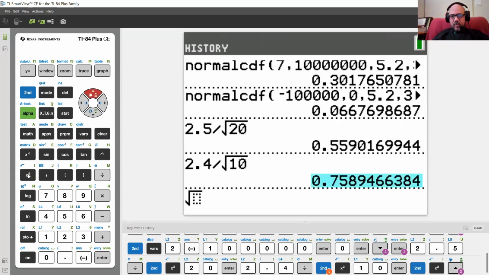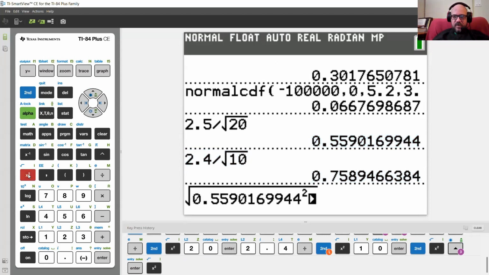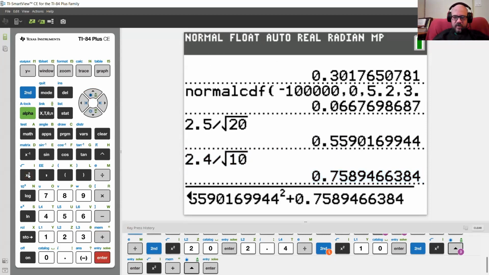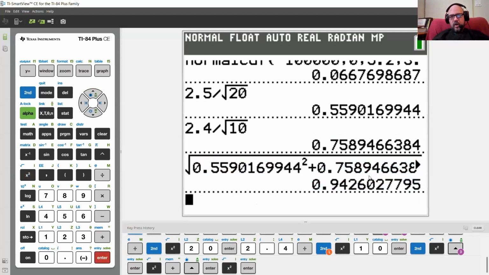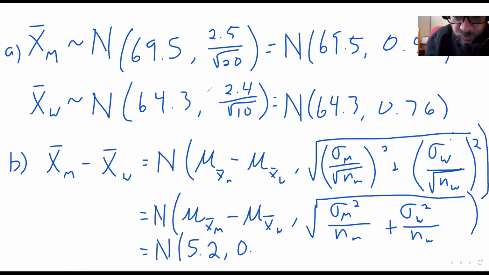Actually, here, let me be more accurate by doing this squared plus this squared. So we had 0.943.